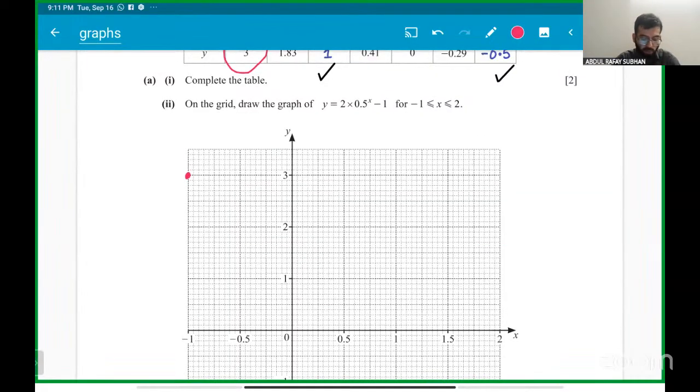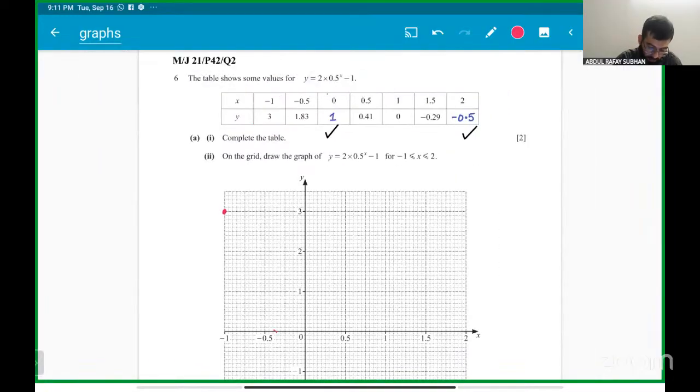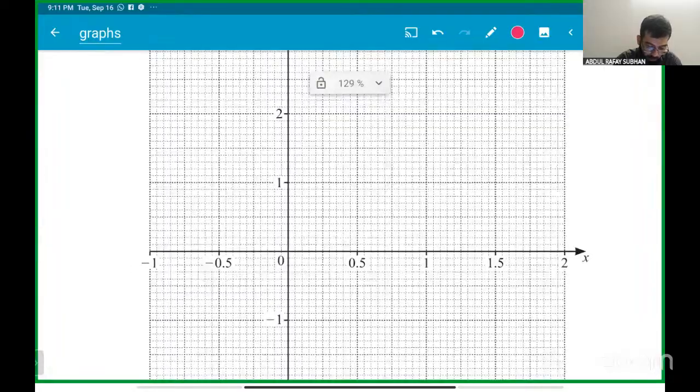When x is minus 1, y is 3. When x is negative 0.5, y is 1.83. So again, we go into that. Next is x is negative 0.5. This is 1.5, so this should be 1.6, 1.7, 1.8, 1.9. So 1.83 should be somewhere here.